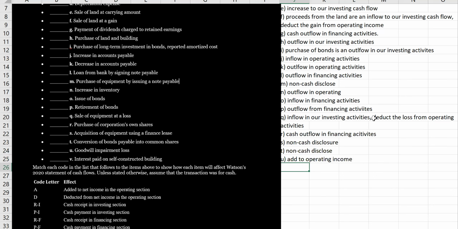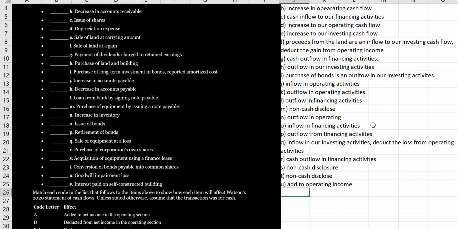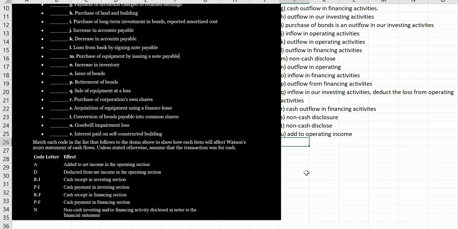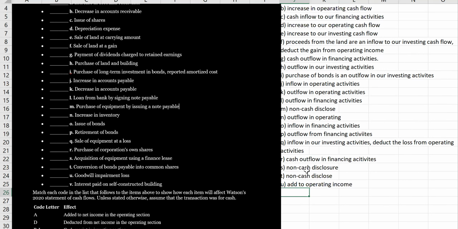And last but not least, interest paid on a self-constructed building is going to be a cash outflow in investing activities.